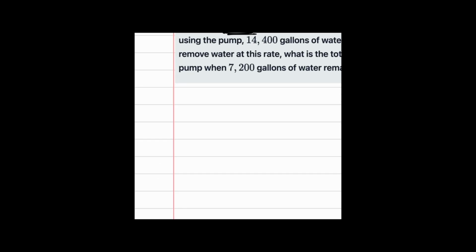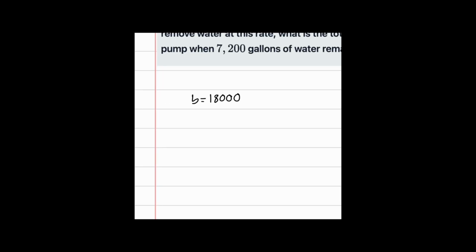Remember how we said that the initial amount typically corresponds with the y-intercept, right? So if it's saying that it contained 18,000 gallons of water at the beginning, then we can say the y-intercept, or b, is equal to 18,000. Okay, and after 4 hours of using the pump, 14,400 gallons of water remained. So after 4 hours, we have this much water remaining in the pool.